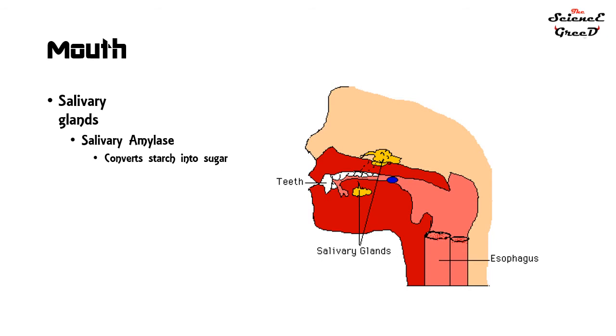The salivary glands in our mouth produce saliva. Our tongue helps in mixing this saliva with food. Saliva is a watery liquid, so it wets the food in our mouth. The wetted food can be swallowed more easily.